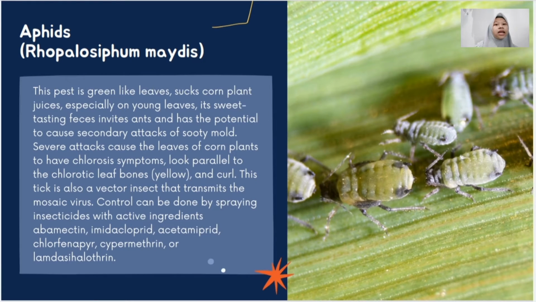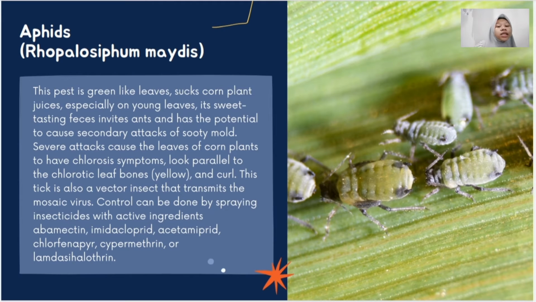Okay, the next pest is aphids, or Rhopalosiphum maidis. This pest is green like leaves, attacking corn plants, especially on young leaves. It feeds in groups and has the potential to cause a secondary attack of sooty mold. Severe attacks cause the leaves of corn plants to have chlorosis symptoms, appearing parallel to the leaf veins, then turning yellow and curling. This pest is also a vector insect that transmits the mosaic virus.